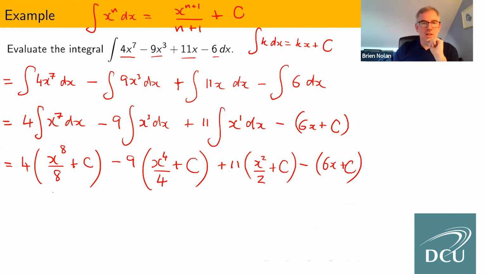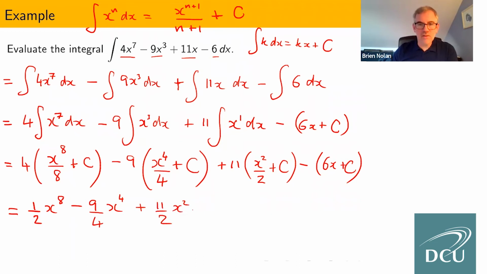Okay. Now let's deal with the x's, and then I'll come back and deal with the constant of integration. So I have 4x to the 8 divided by 8. That's 1/2 x to the power of 8, minus 9 over 4 x to the power of 4, plus 11 over 2 x squared, minus 6 times x.